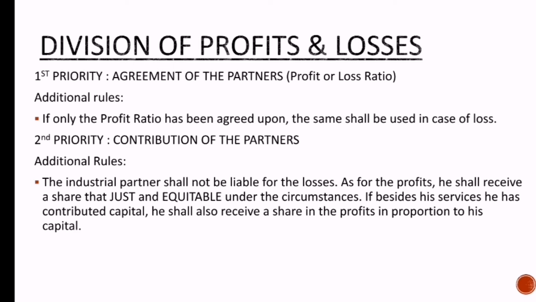As for the profits naman, he shall receive a share that is just and equitable under the circumstances. So, ano nga ba itong just and equitable under the circumstances? So, sinabi sa batas na yung just and equitable under the circumstances is the smallest capital contribution of the capitalist partner. So, halimbawa, meron kayong 4 na partners, 3 doon capitalist partner, at isa industrial partner. So, sa capitalist partner, ang contribution nila 15, 10, and 5. So, yung just and equitable under the circumstances, according to the law, is yung 5 na contribution ng isang capitalist partner. And yun yung magiging basis ng ratio ni industrial partner. And if besides his services, he has contributed capital, he shall also receive a share in the profits in proportion to his capital.